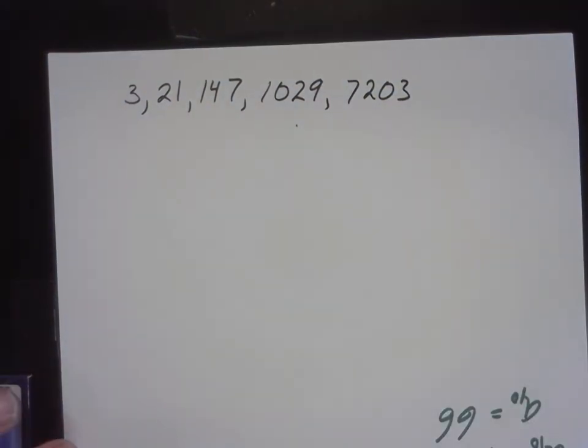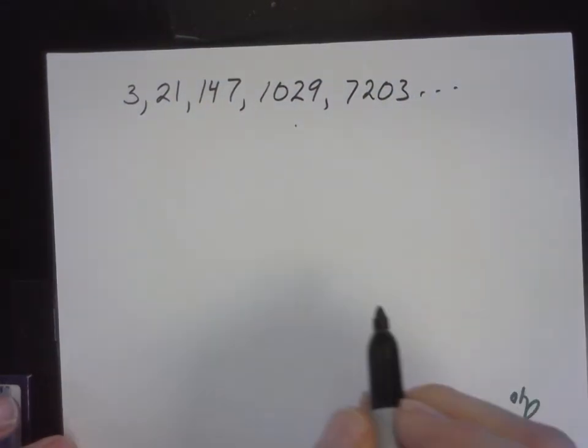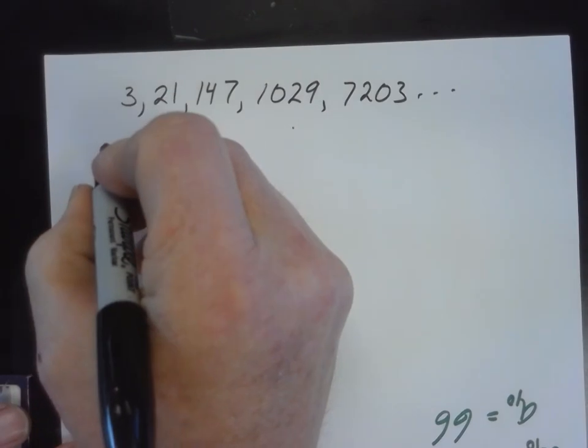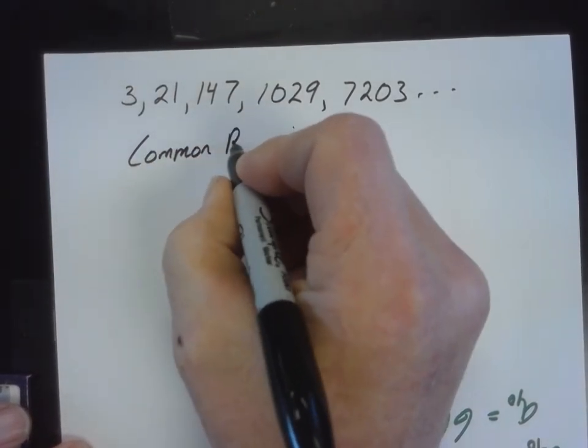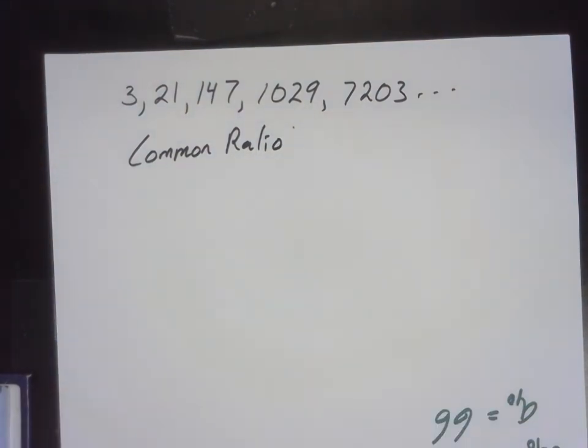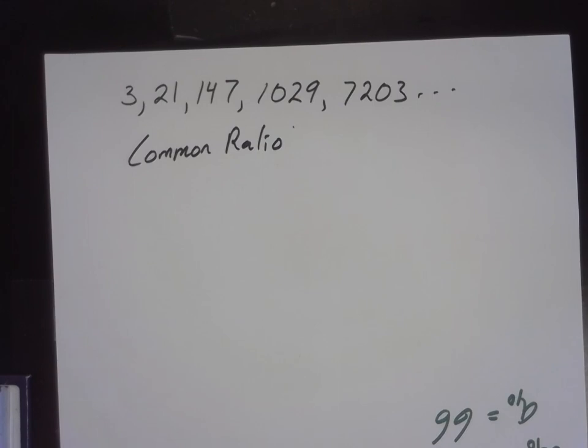So what do you guys see here? Times 7. Okay, times 7. So this is what we call, it has a common ratio. So this one's not an arithmetic or a linear type equation. This is a geometric, or we've been calling an exponential type equation, right?